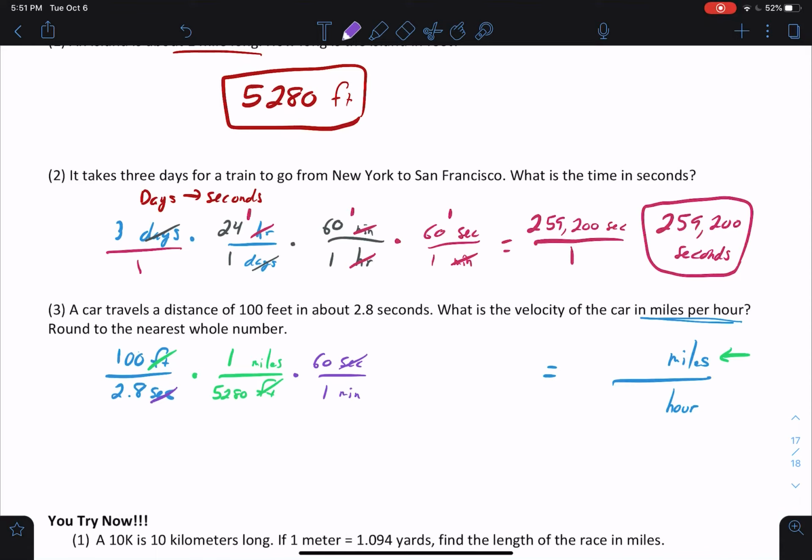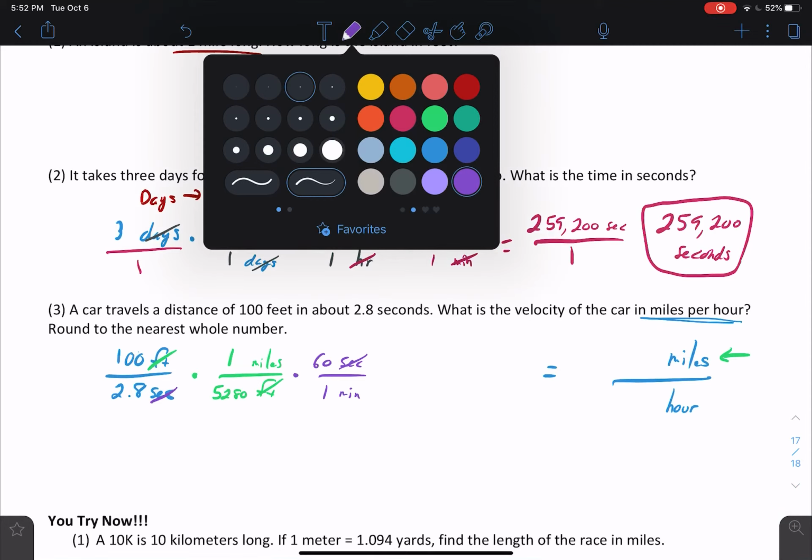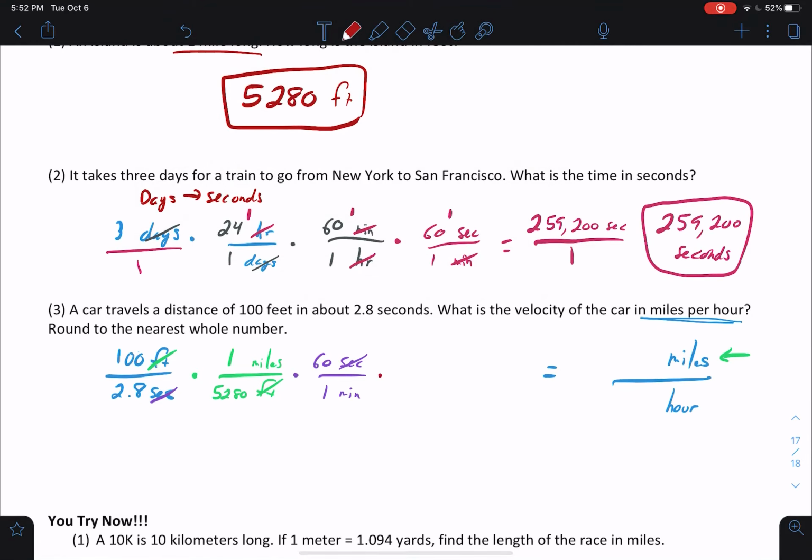Okay? Now I need to convert minutes into hours. We're so close to being done. I need to convert minutes into hours. Minutes are going to cancel. Okay, there's 60 minutes in 1 hour. Notice how all of my units have canceled except for miles and hours. Miles on top, hours on the bottom. We are ready to multiply across.